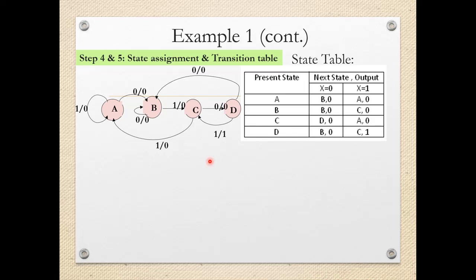So likewise the whole state diagram is now converted into the state table, on which we can do the further processing. Now in this table, if you see, we have the states as A, B, C, D.